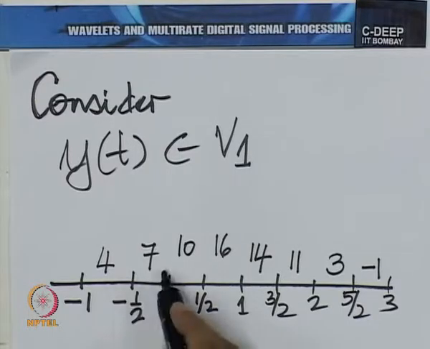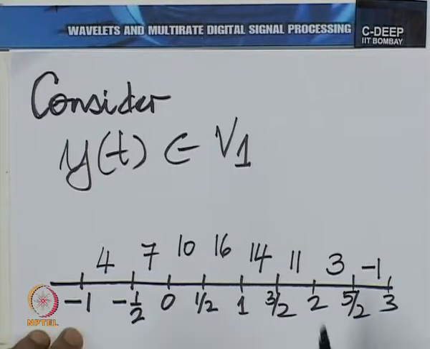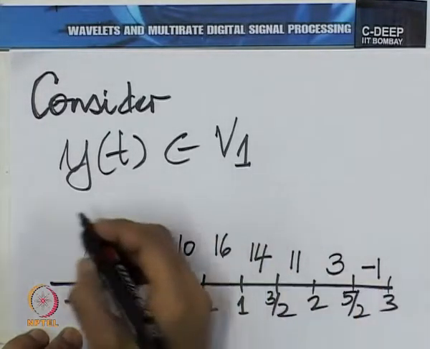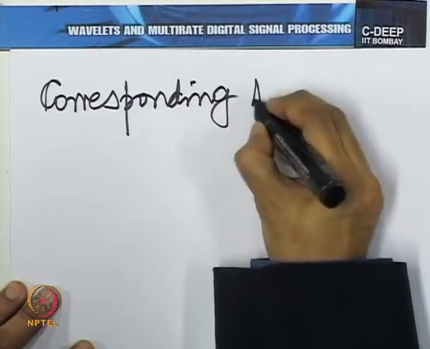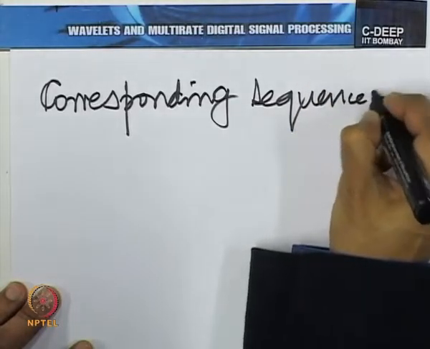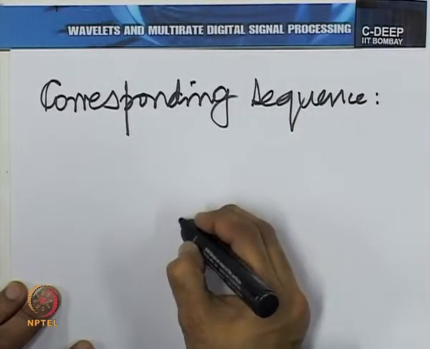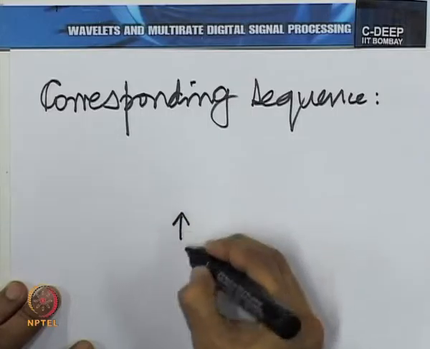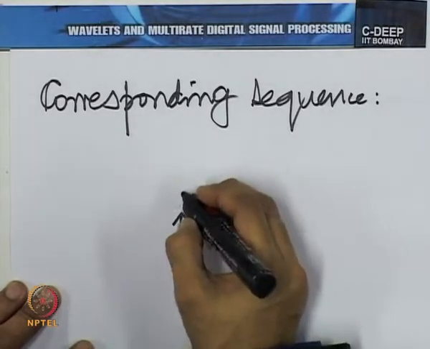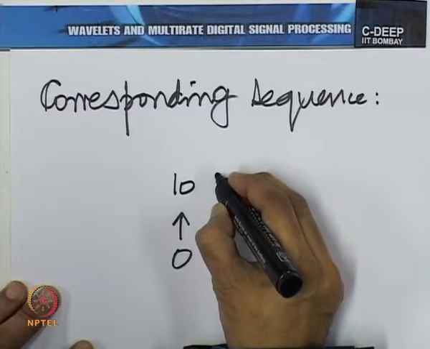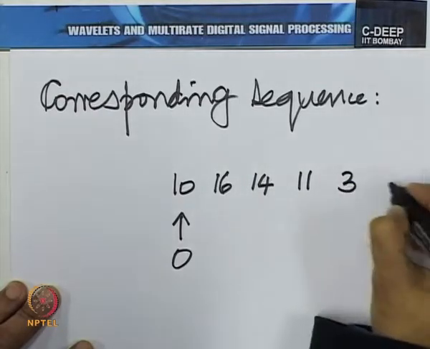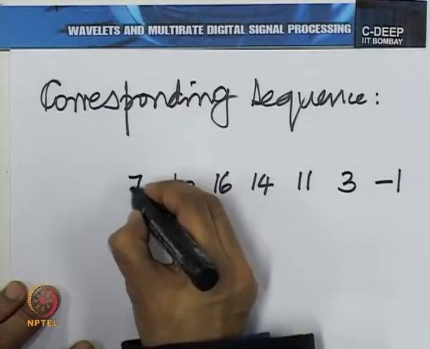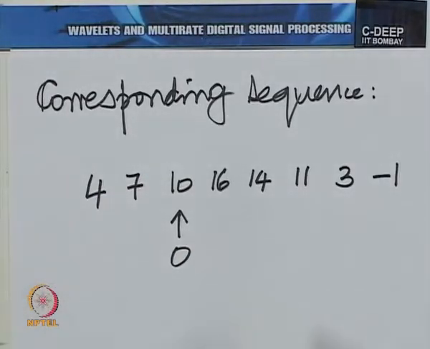These are the piecewise constant values in these respective intervals. So, in fact, we have this sequence here, the corresponding sequence. I will use the notation with the standard marker of 0. So, at 0 I have 10, and then in order 16, 14, 11, 3, minus 1, 7 and 4. This is my corresponding sequence.